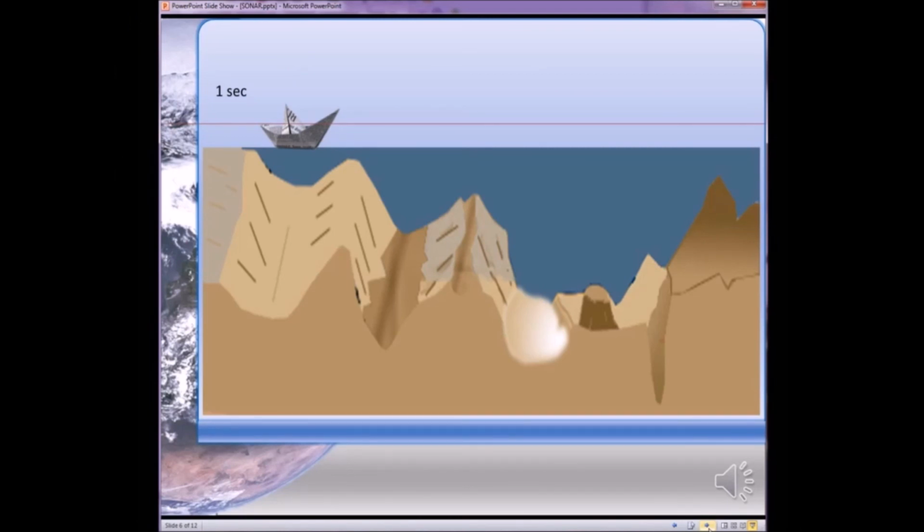Over here, we're over a little mini trench, and the boat takes 2 seconds. Over here's a seamount, and the boat takes 1 second, so it's half a second. Over here, we're over a big trench. Takes longer.